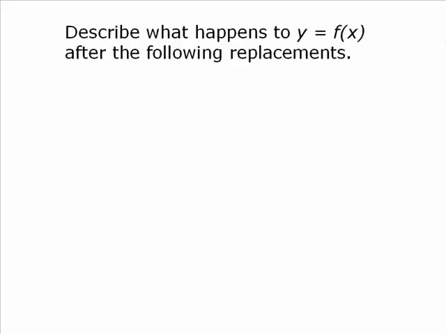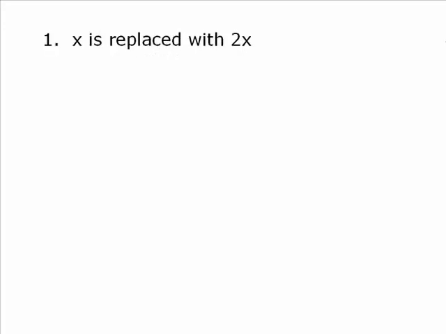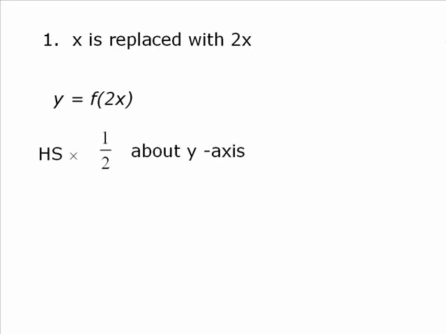So if we begin, describe what happens to y equal f of x after the following replacements. Now this is in general, any function y equal f of x, and if x is replaced with 2x, so we go y equal f at 2x. This is one of the more straightforward ones, because as you've seen several times, it's just a horizontal stretch by the reciprocal of that 2, so 1/2 about the y-axis.